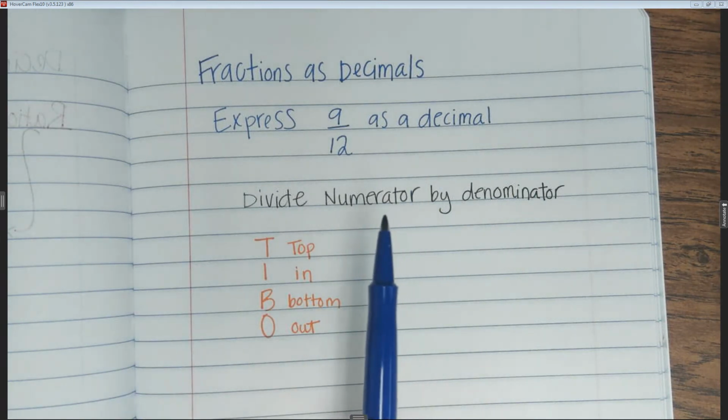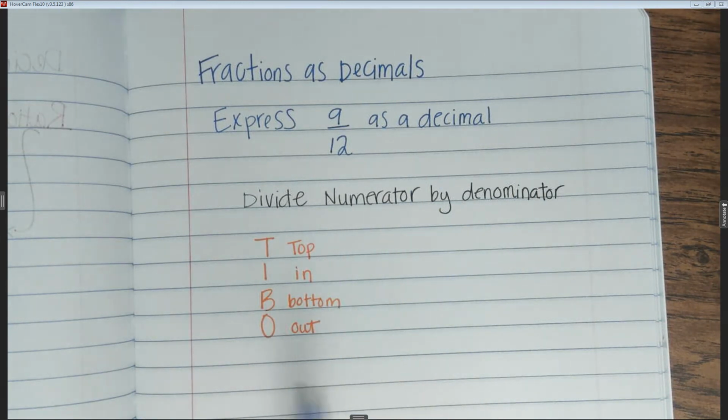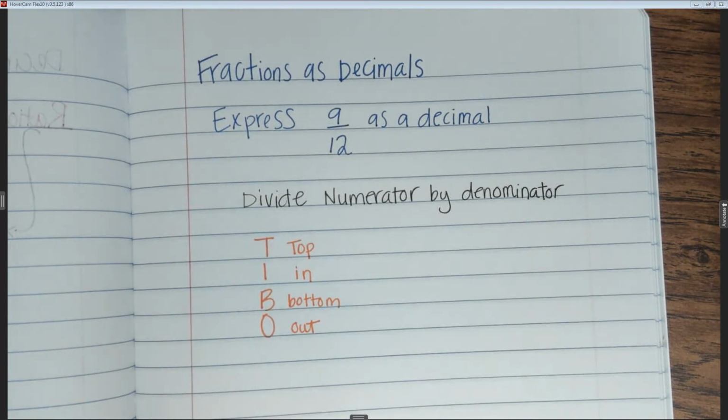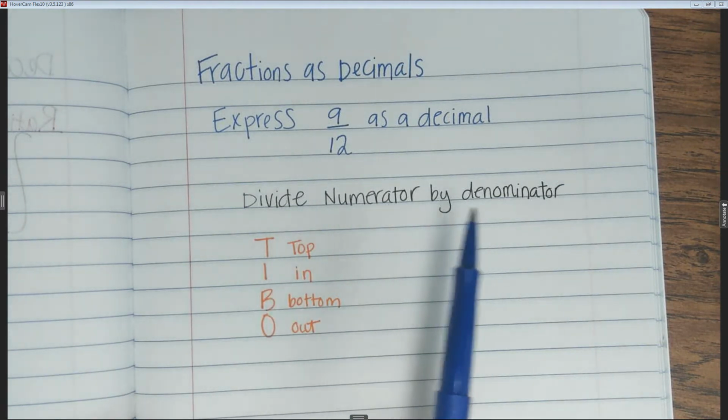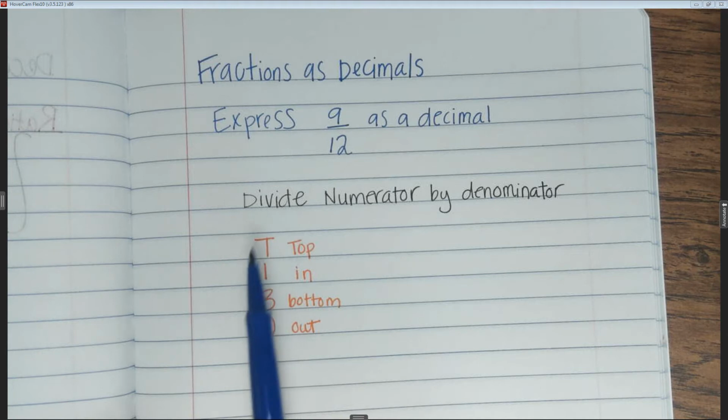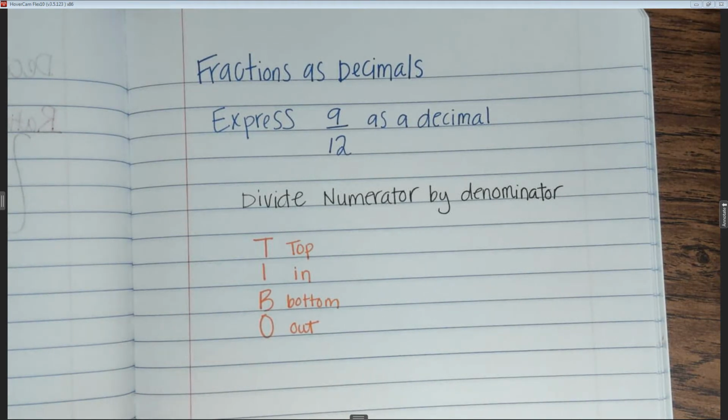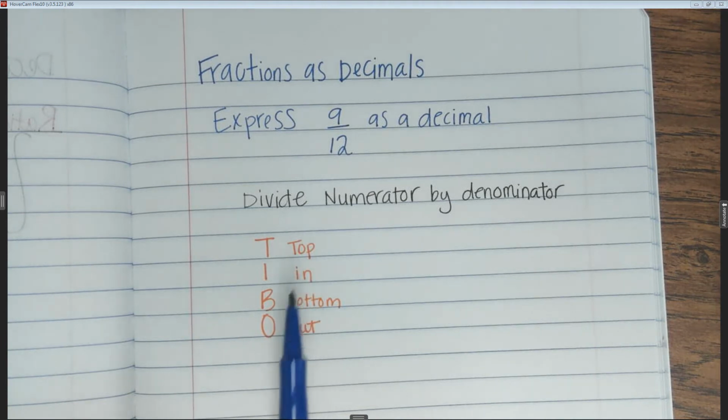And there are two ways you can do it, but in my opinion, the easiest way is to just divide. I feel like the other way is confusing, so this is the way that I want to show you guys, and this is the way I want you to find expressing fractions as a decimal. So you're going to divide the numerator by the denominator. And we use the acronym TIBO, and your middle school teachers will do the same thing. So TIBO is just an acronym for us to remember that it's going to be top in, bottom out.